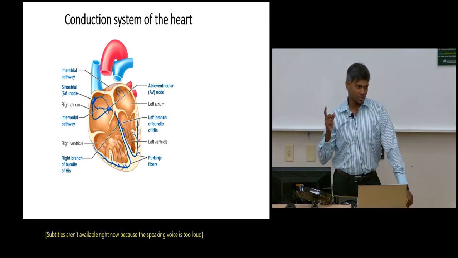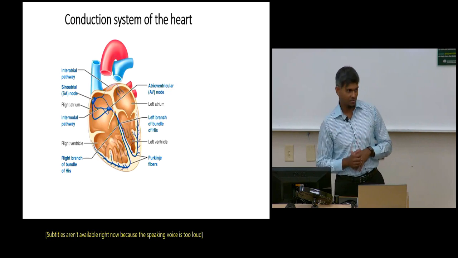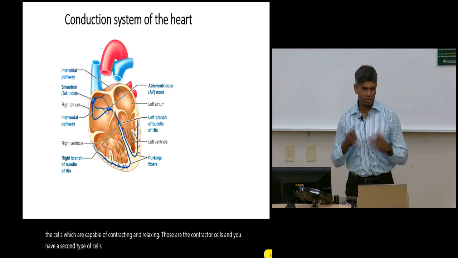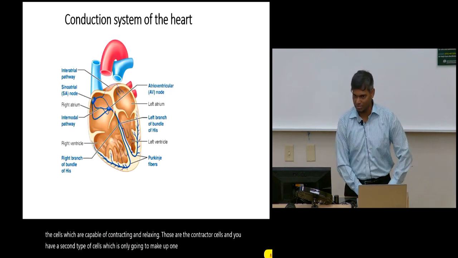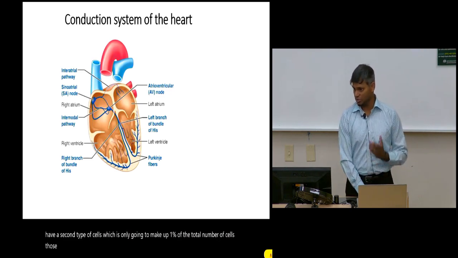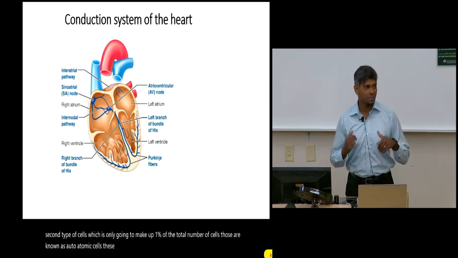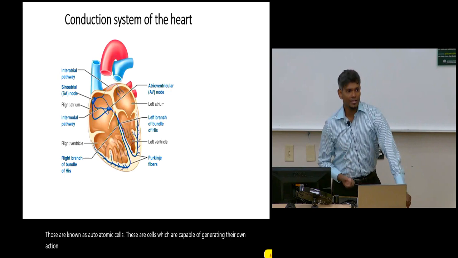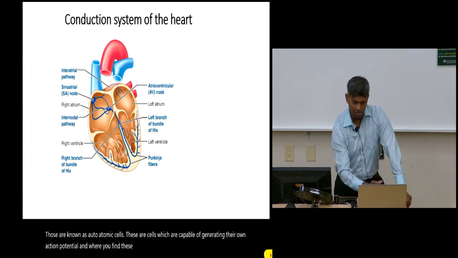You have the cells which are capable of contracting and relaxing. Those are the contractile cells. And you have a second type of cells which is only going to make up 1% of the total number of cells. Those are known as autorhythmic cells. These are cells which are capable of generating their own action potential. And where you find these cells are along the conduction system of the heart.